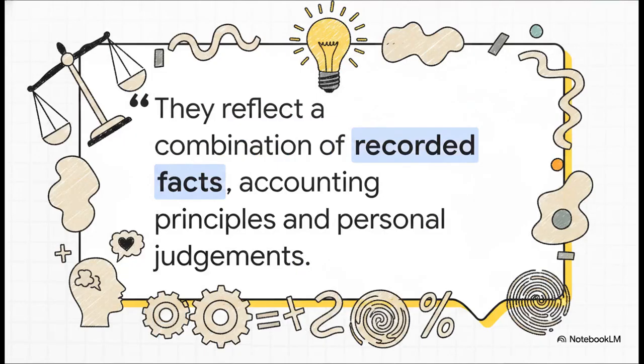And here is where we get our first big narrative twist. Straight from the American Institute of Certified Public Accountants, we get a definition that honestly might surprise you. They state that these reports reflect a combination of recorded facts, accounting principles, and, here's the kicker, personal judgments. Right? That is a massive light bulb moment. These reports aren't just cold, hard, objective math. They are actually a deeply human construct.